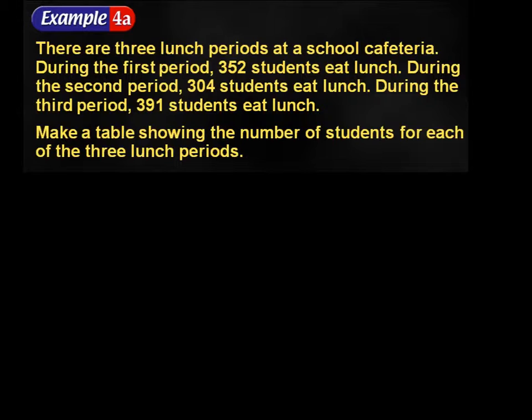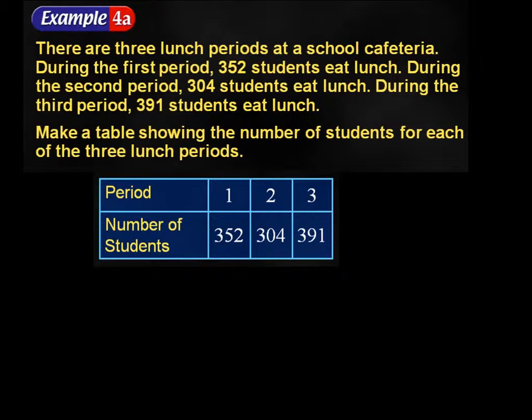Okay, imagine yourself in a big school. There are 3 lunch periods at a school cafeteria. During the first period, 352 students eat lunch. During the second period, 304 students eat lunch. During the third period, 391 students eat lunch. Make a table showing the number of students for each of the 3 lunch periods. Now that comes very naturally to us. We want to see it as a table. It's easy to relate the period to the number of students eating.